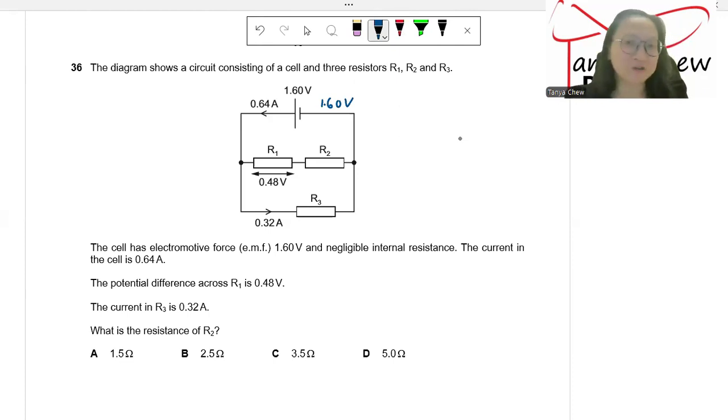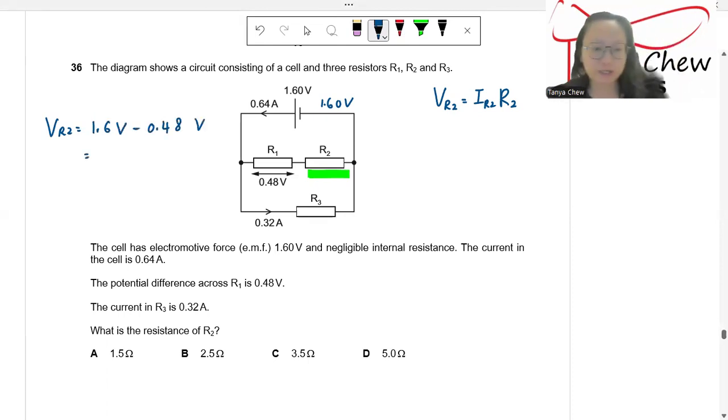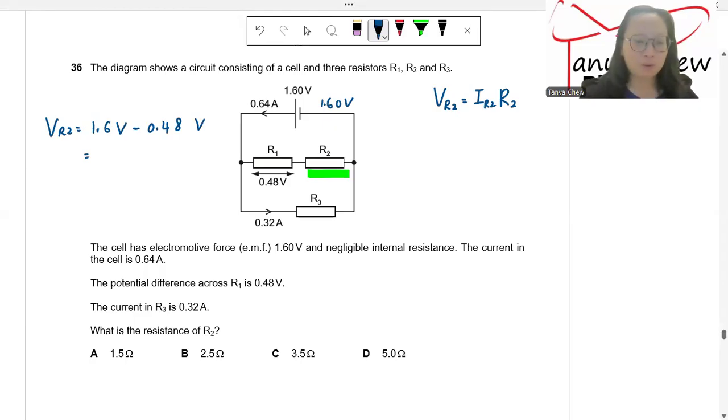Right, there you can use Ohm's law to do it. Resistance of R2 is equal to V across R2 over I across R2. Don't you think so? Now I have to find the potential difference across R2 because R2 and R1 are being connected in series. So the potential difference across R2 is 1.6 volt minus 0.48 volt, which gives me 1.12 volt.